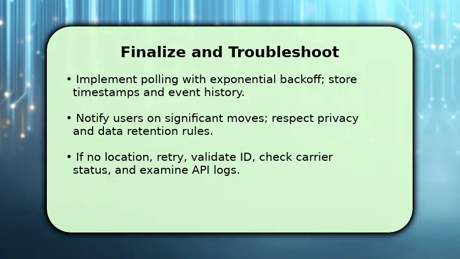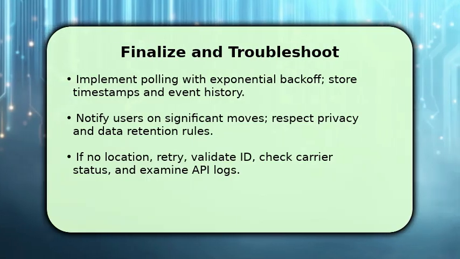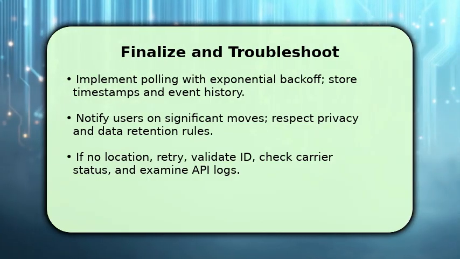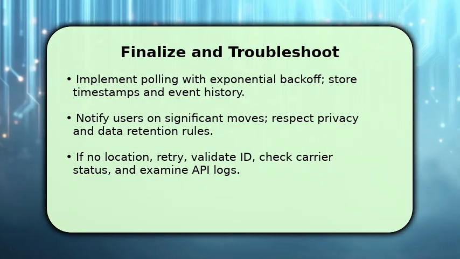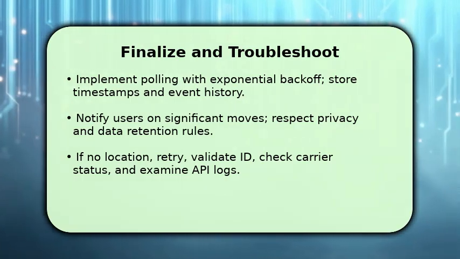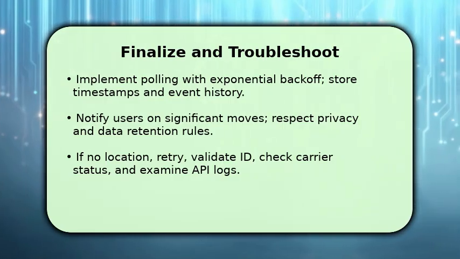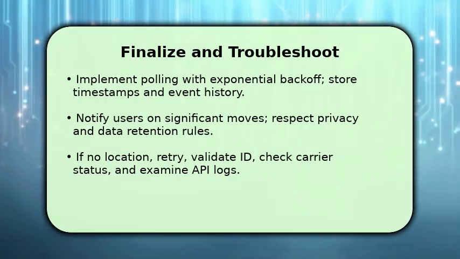If the location is missing, immediately retry with backoff, revalidate the ID format, and check the carrier status field. Then inspect API logs for error codes. One key troubleshooting tip: confirm authorization and rate limits first.